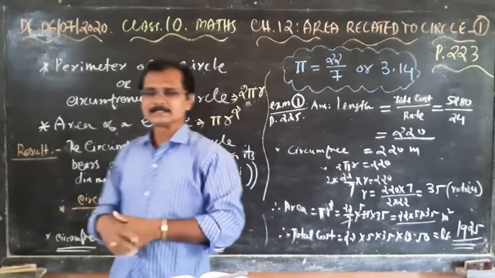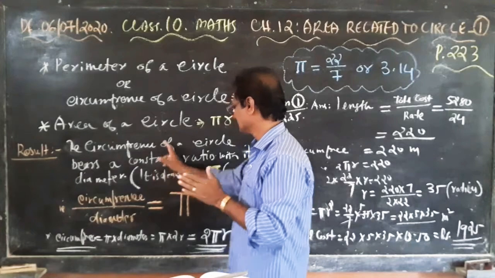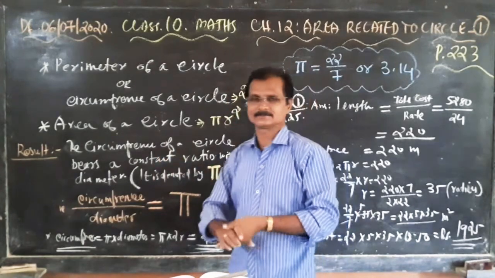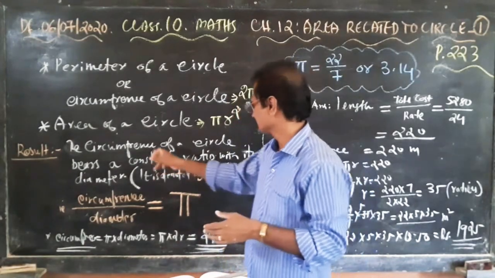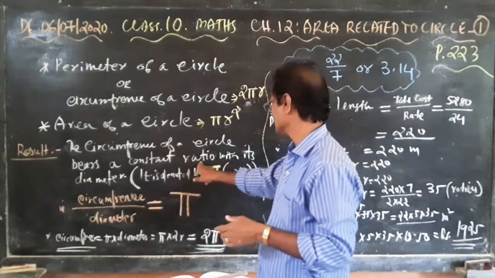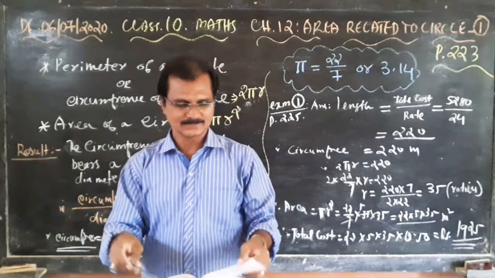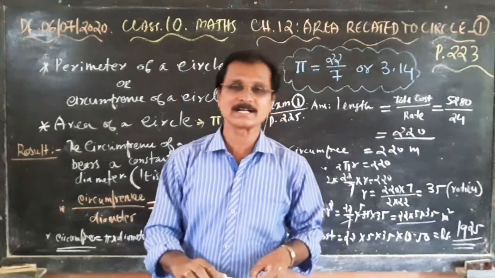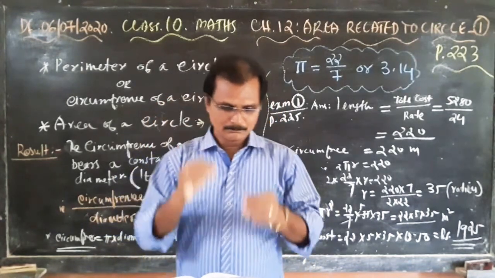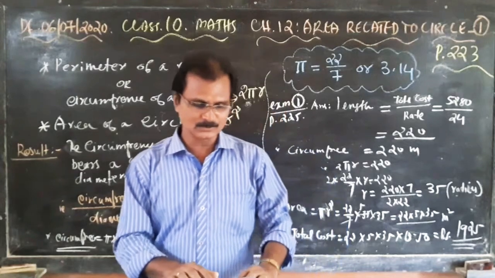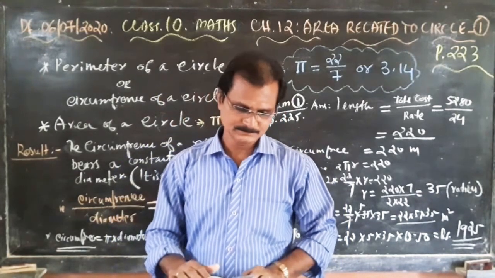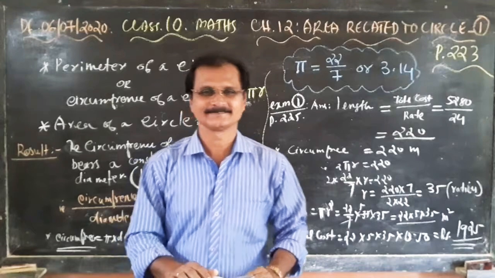Now there is a relation between the circumference and the diameter. What is the relation? The circumference of the circle bears a constant ratio with its diameter. You can see, this is page number 224. Please take page number 224 and the third line.